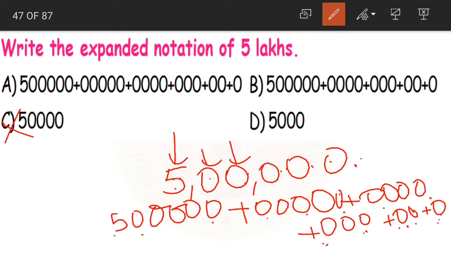Yes, that is how we write the expanded form. So option C and option D are completely wrong. Or we can simply write 5 lakh as the expanded form. But here, look at this. This is not 5 lakh. This is 50,000 and this is 5,000. Now, how many pluses should we have?